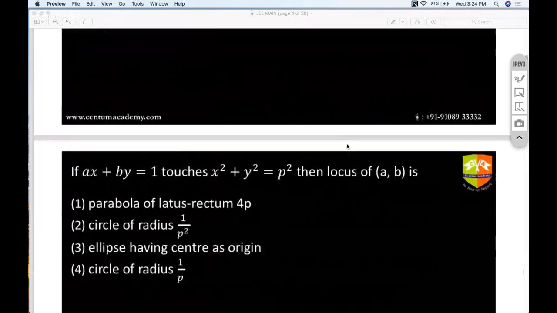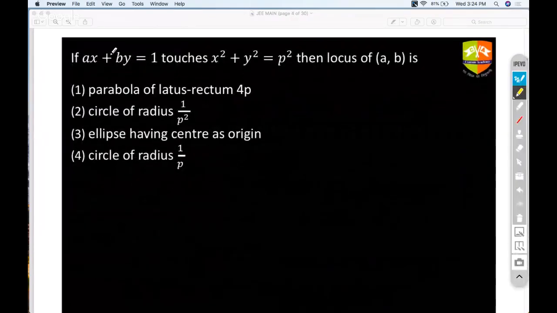Let's move on to the next question, which is your fourth question. So we are going at a good rate. It's almost 3 minutes per question we are taking. Right, Ayantika, correct. Now again, an easy question. If ax plus by equal to 1 touches the circle x square plus y square is equal to p square, then the locus of a comma b is.